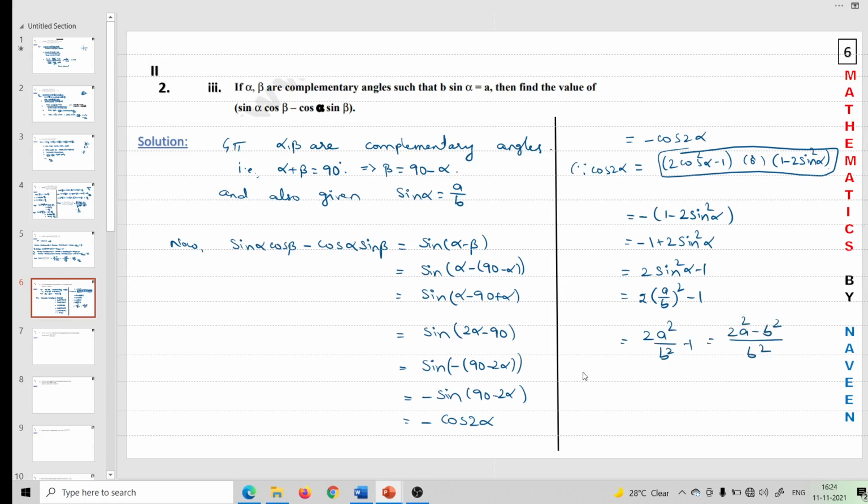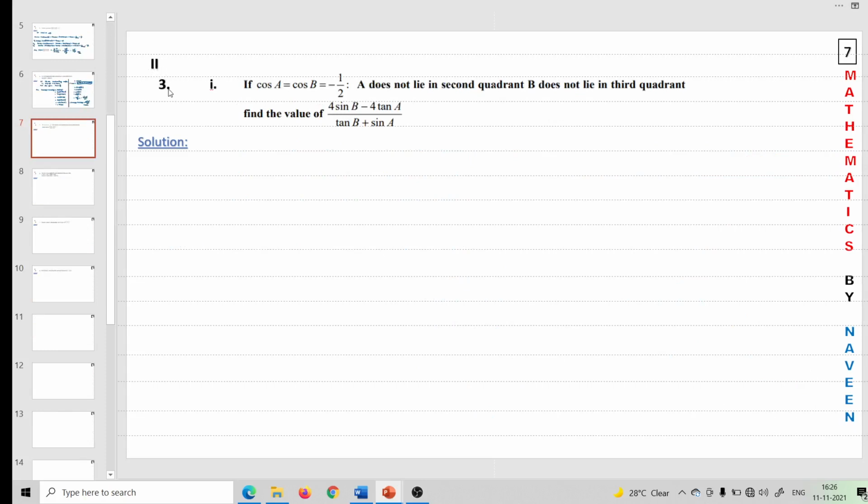Clear? So finally, sin alpha cos beta minus cos alpha sin beta value equals 2a square minus b square by b square. Clear? Next problem, second Roman, third bit. This one: cos a equals cos b equals minus 1 by 2, a does not lie in the second quadrant, b does not lie in the third quadrant.